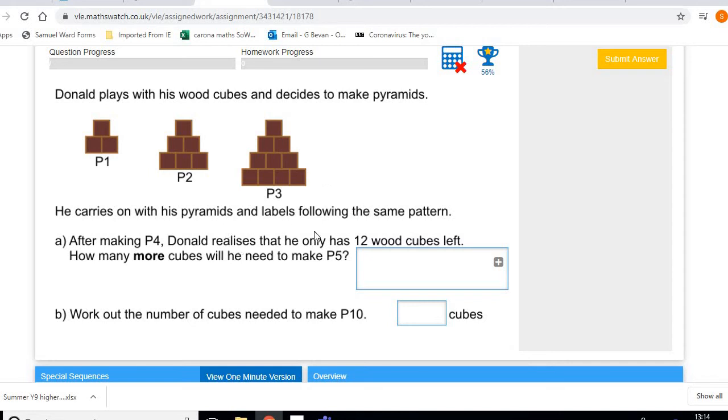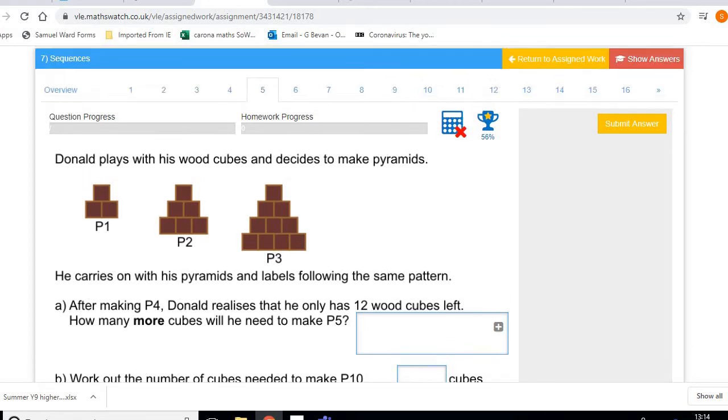Okay, then we get to P5. We're going to have 15 cubes in P4, so we'd have to add on another 6, which is 21. Okay, and he only has 12. So if he needs 21 and he only has 12, we need to work out how many more he would need to make P5. Okay, to work out P10, you simply need to keep going. So piece of paper and a pen, work out how many more you'll have for P4, how many more for P5, remembering that you're adding a new base each time, which is going to be 1 more cube than the previous base.